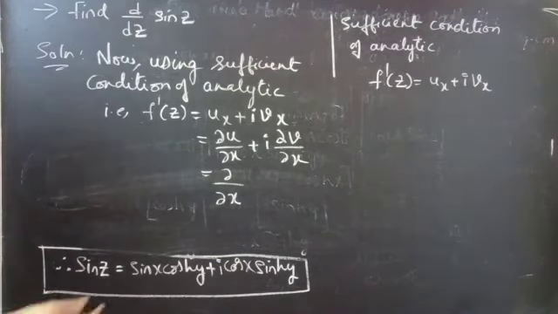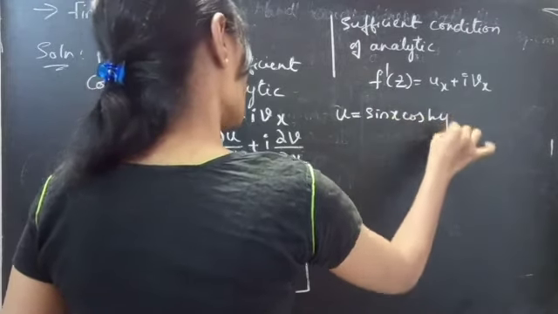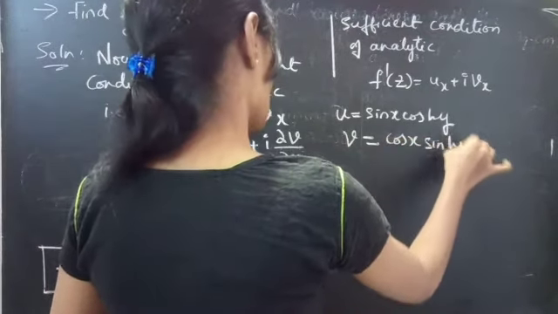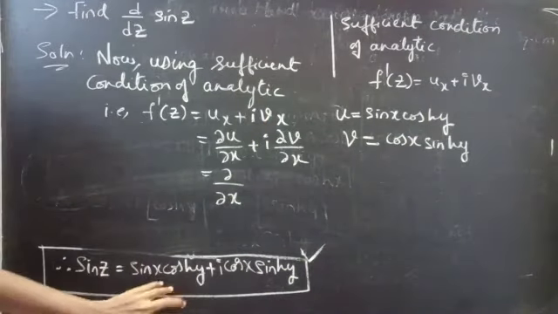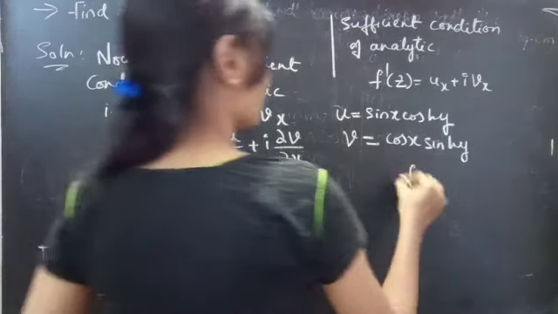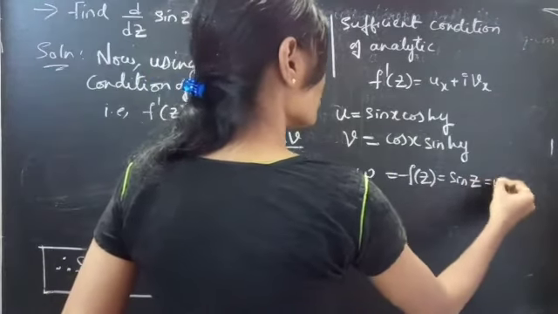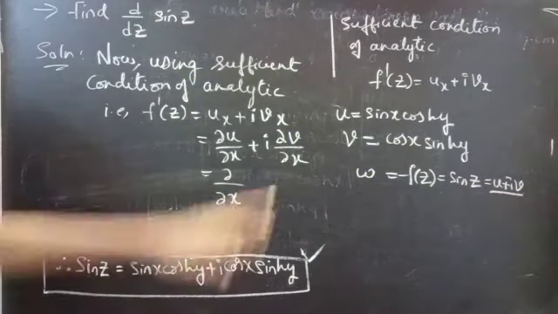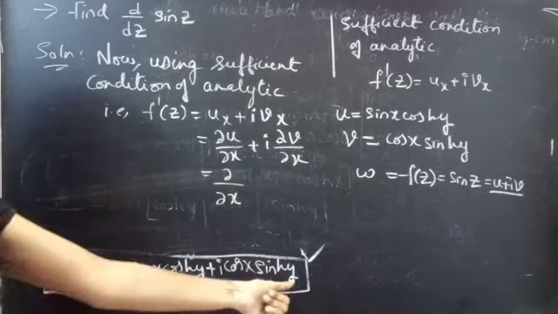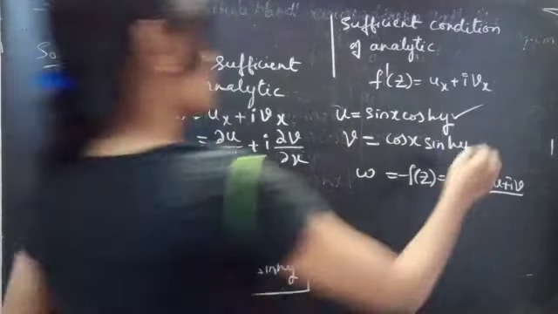You're having u equals sine x cosh y and v equals cos x sinh y. From this sine z, you have u and v. Here, our function of z is sine z. f of z equals sine z, which equals omega. We know that omega equals u plus iv. By comparing u plus iv with the sine z function, that is sine x cosh y plus i into cos x sinh y, you will get u equals sin x cosh y and v equals cos x sinh y.